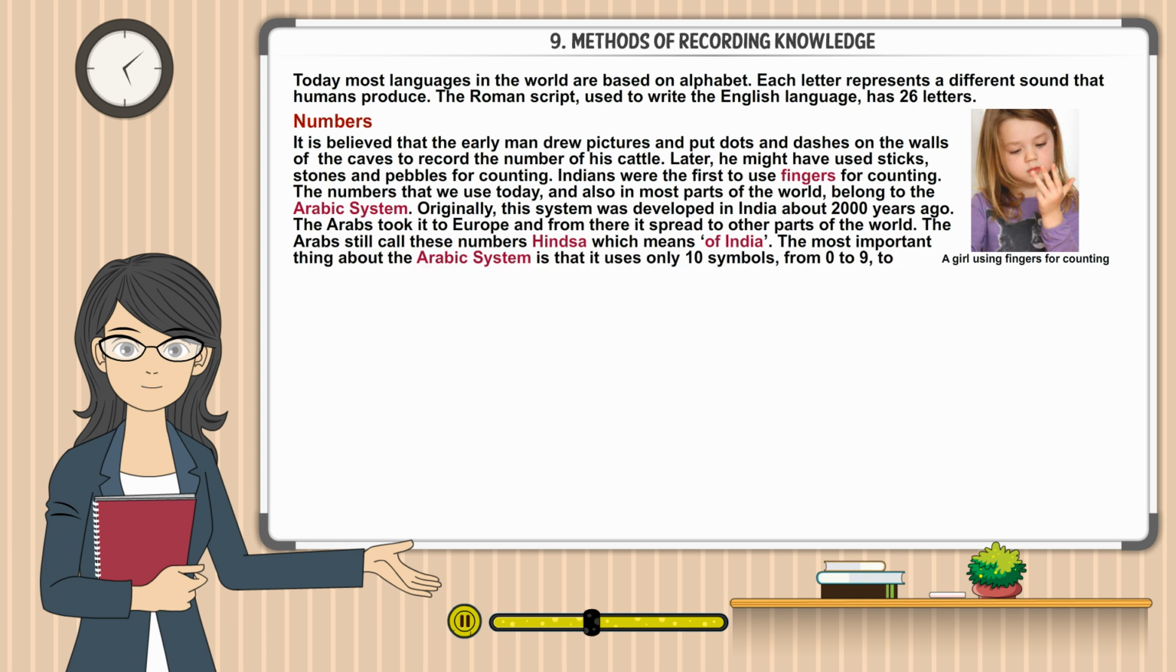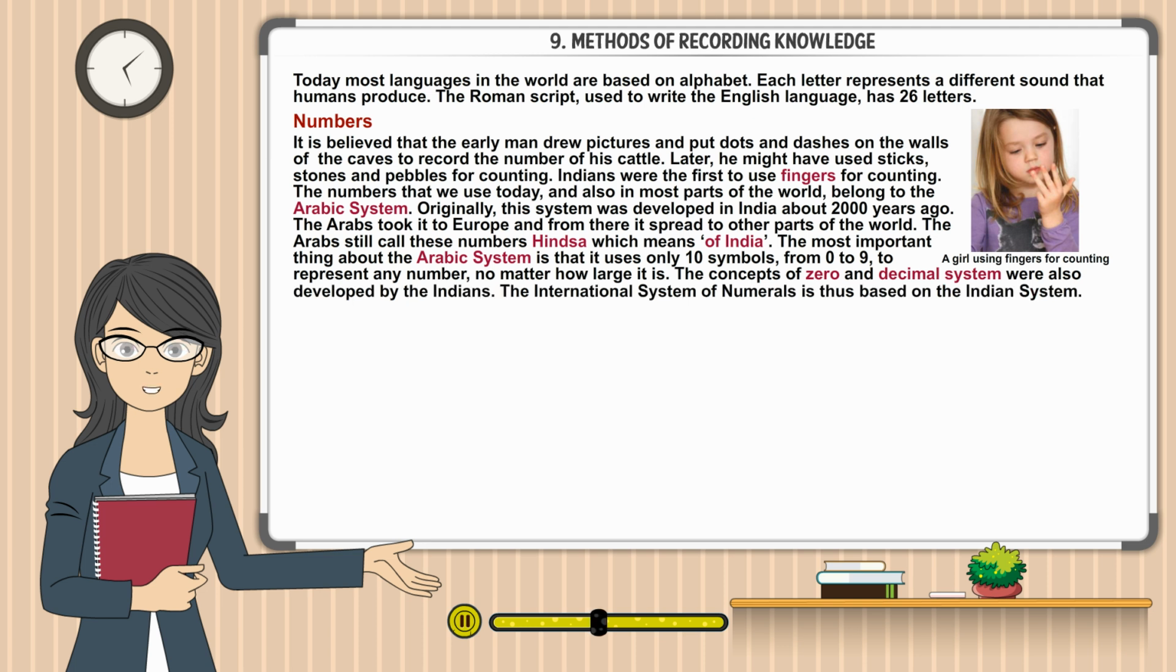The most important thing about the Arabic system is that it uses only 10 symbols from 0 to 9 to represent any number, no matter how large it is. The concepts of zero and decimal system were also developed by the Indians. The international system of numerals is thus based on the Indian system.